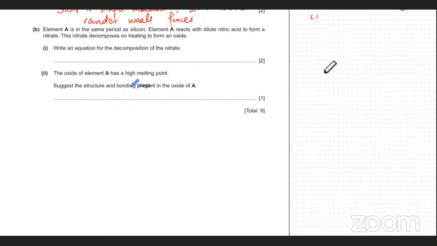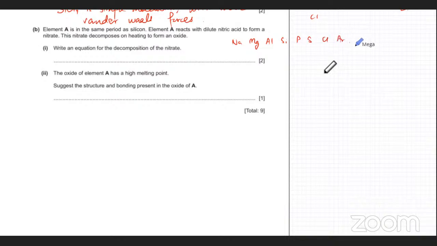So then element A is in the same period as silicon. So what is in the same period? In silicon's period, you've got Na, Mg, Al, silicon, phosphorus, sulfur, chlorine and argon. So these are the elements.